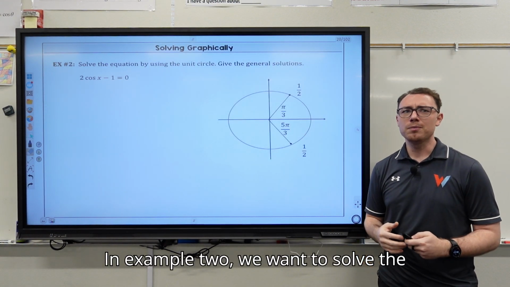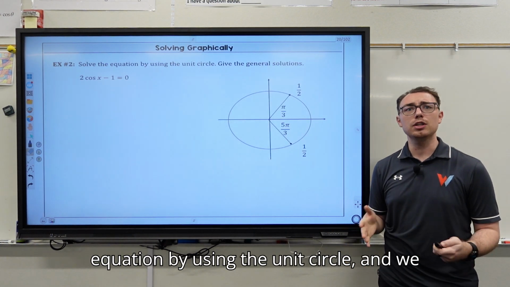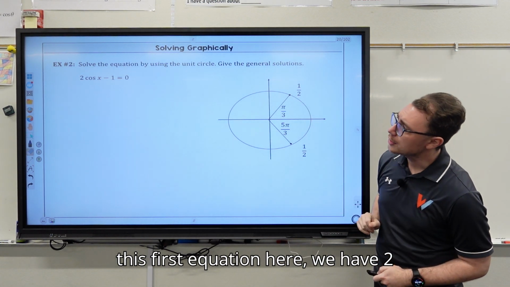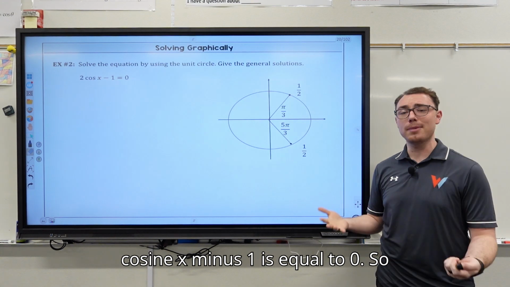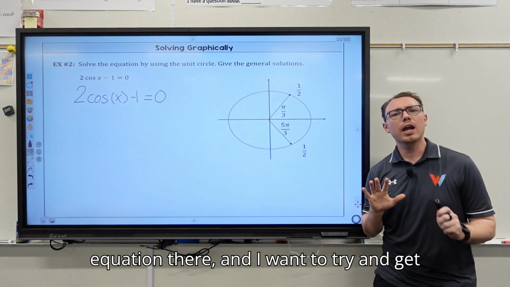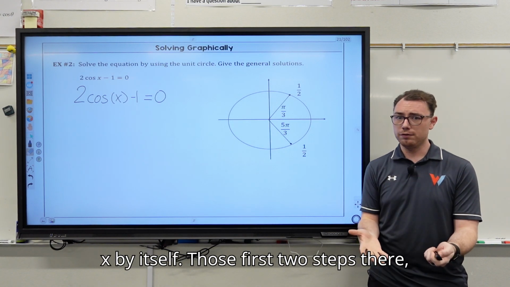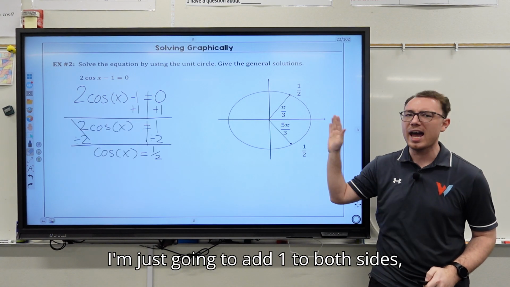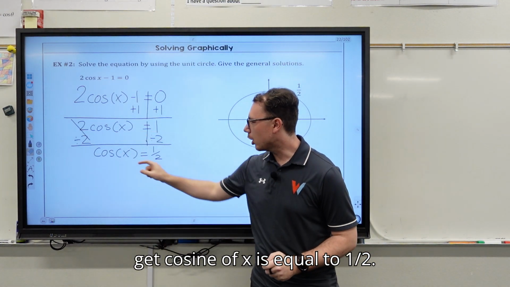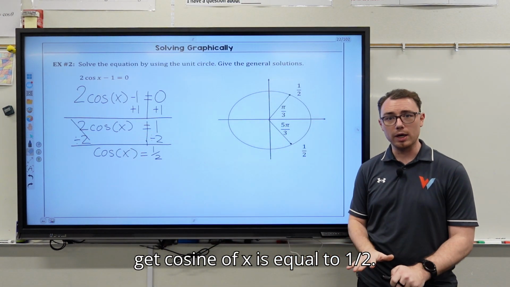In example 2, we want to solve the equation by using the unit circle, and we want to give the general solution. For this first equation here, we have 2 cosine x minus 1 is equal to 0. So first I'm just going to rewrite that equation, and I want to try and get x by itself. Those first two steps, I'm just going to add 1 to both sides and then eventually divide by that 2 to get cosine of x is equal to 1/2.